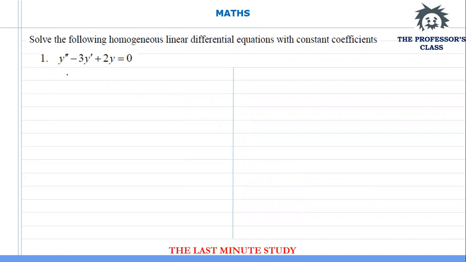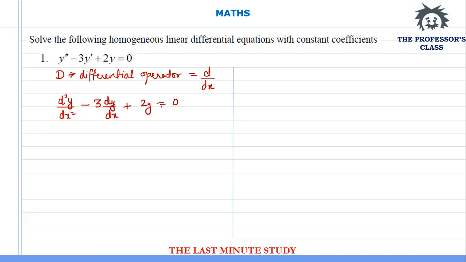Before we start, we'll try to understand the D operator, also known as the differential operator, given by d over dx. So this entire equation can be written as d square y by dx square minus 3 dy over dx plus 2y is equal to 0, which if I write down in terms of D, it will become D square minus 3D plus 2 of y equal to 0.